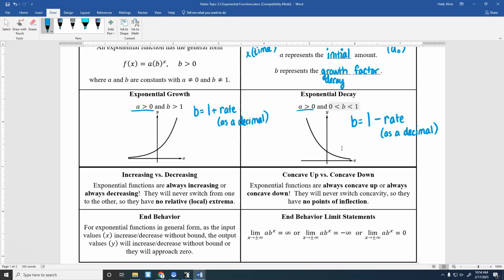You will not see them switch from increasing to decreasing. If so, they're not exponential functions. This means they're not going to have maximums or minimums, because in order to have a maximum or a minimum, you are going to have to switch from increasing to decreasing. So they will never have absolute maximums or minimums or relative maximums or minimums.